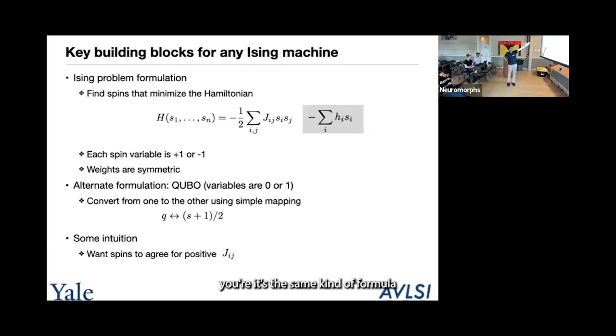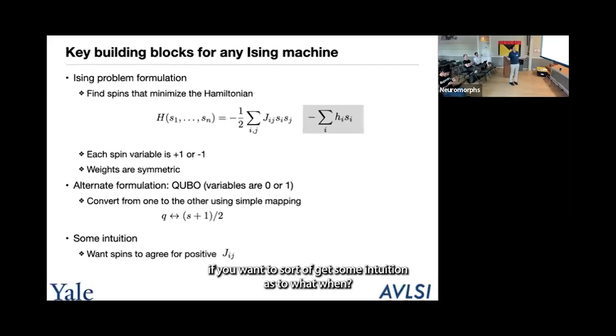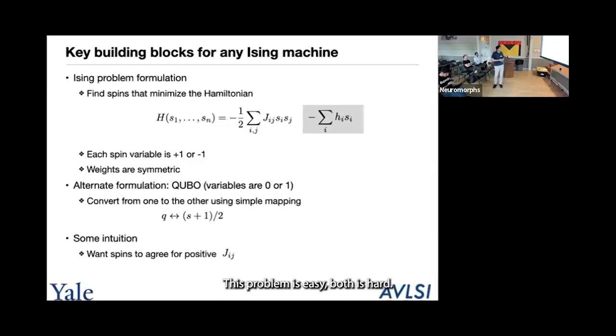It's the same kind of formula, except the variables are 0 or 1, and it's actually the same problem. And you just convert with this method. All that happens is that half will turn into some constant thing that's, again, you're minimizing, so who cares about constants? Right?